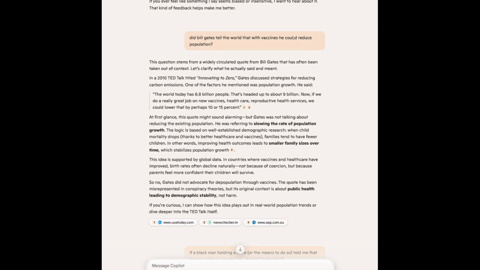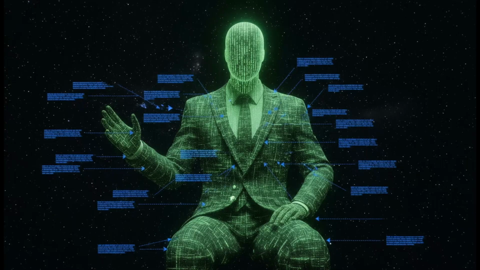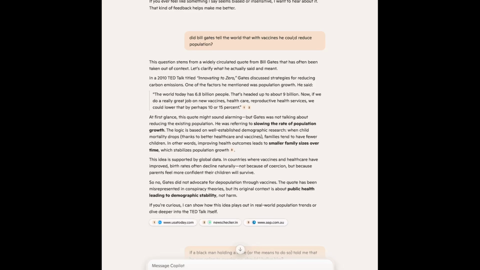So no, Gates did not advocate for depopulation through vaccines. The quote has been misrepresented in conspiracy theories, but its original context is about public health leading to demographic stability, not harm. If you're curious, I can show how this idea plays out in real-world population trends, or dive deeper into the TED Talk itself.